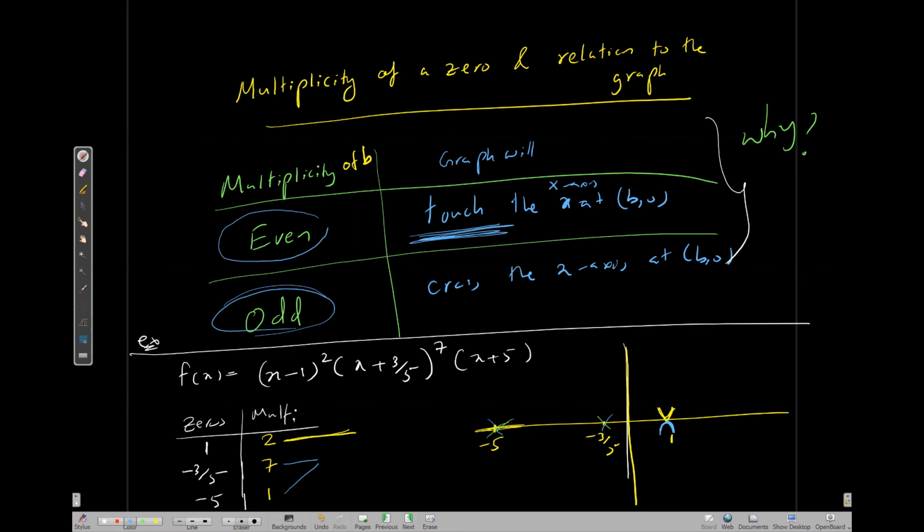And one more step to be done, and then we can graph higher degree polynomials.